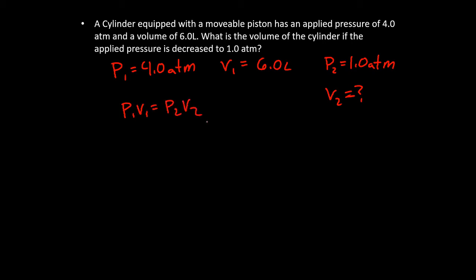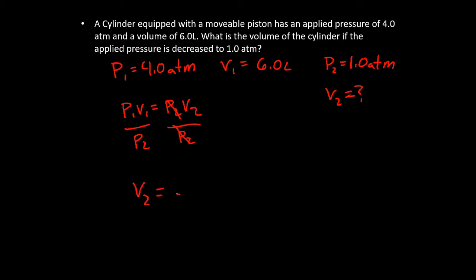So Boyle's law is P1 V1 is equal to P2 V2. We are trying to solve for V2. So what we're going to do is the algebra first here, and we're going to divide both sides by P2. And that will give us V2 is equal to P1 V1 over P2.